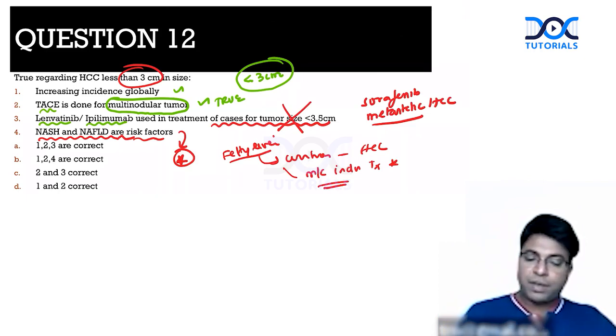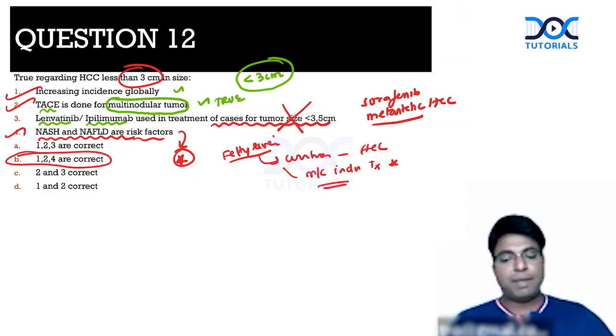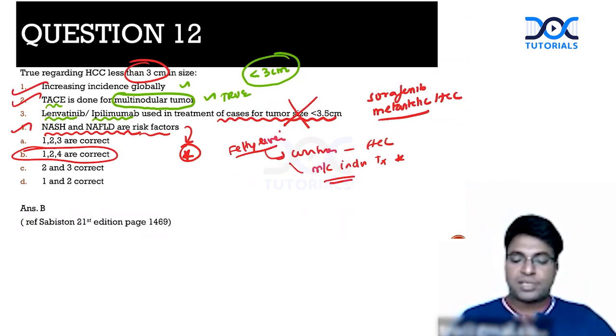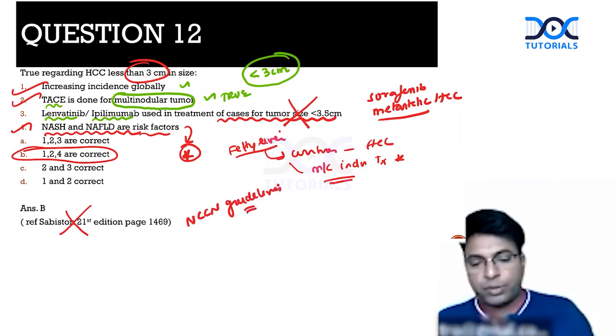The answer here is 1, 2, 4 is correct. Okay, 1, 2, 4 is correct. 3 is wrong. Lenvatinib, ipilimumab, all these are monoclonal antibodies which are used only for metastatic disease. It is not from Sabiston. The drugs are not there in Sabiston. It is from NCCN guidelines. So therefore, don't worry about the question.